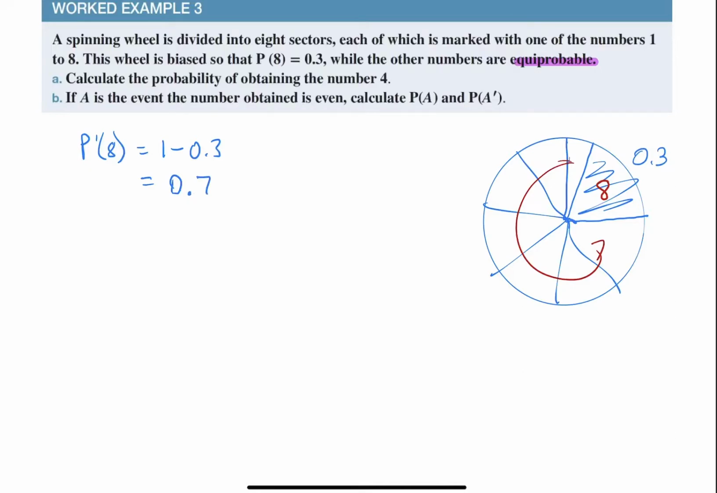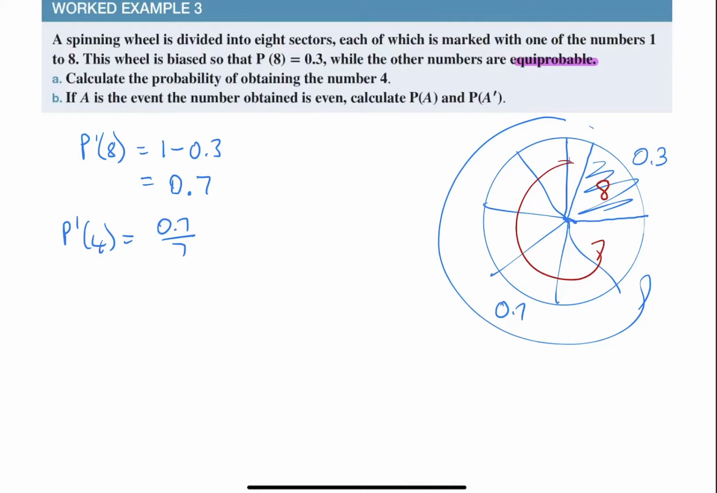0.7. So if this is 0.3, the rest of this is 0.7. And if there are numbers from 1 to 8, it means there are 7 numbers remaining. So the probability to get a 4 will be that 0.7 divided by 7, because there are 7 remaining numbers, and that will give us a probability of 0.1. So the probability of getting 4 will be that 0.7 divided by 7. In question B, just take the pen away.